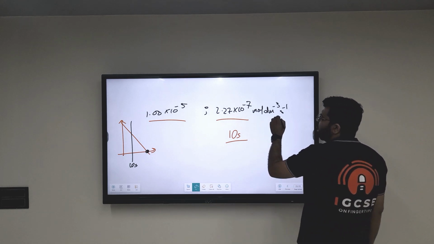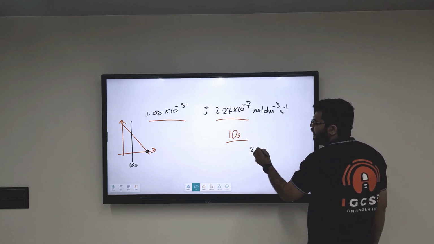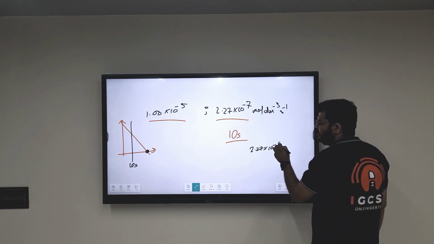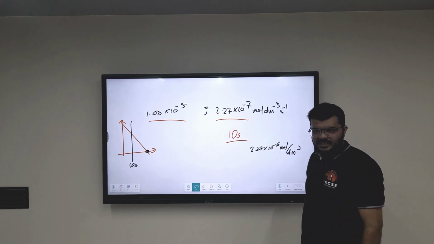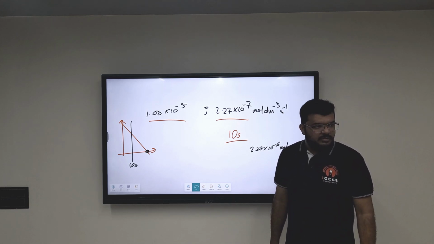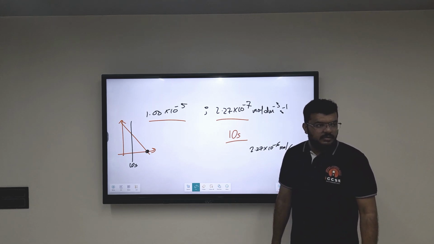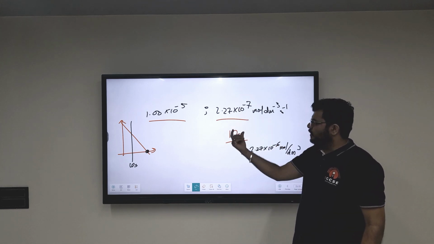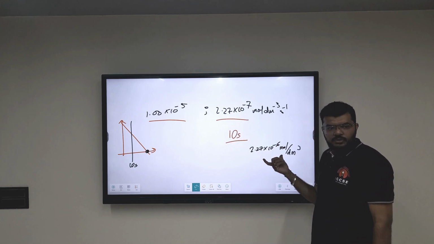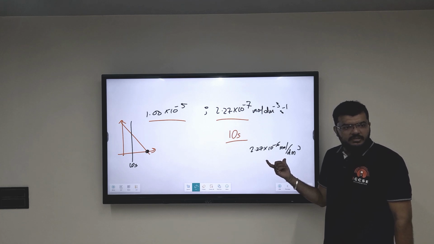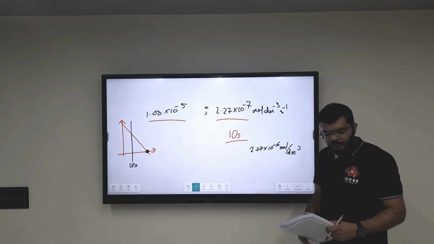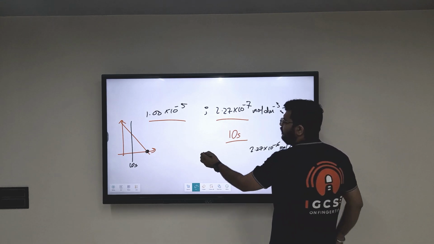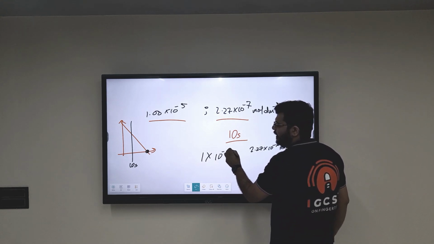So if per second this much is used, 2.27 into 10 to the power minus 6 mole per dm cube will be used up in 10 seconds. In 10 seconds, this multiplied by this is the amount of iodine used up. अच्छा हाँ. But the initial concentration of iodine is 1 into 10 to the power minus 5.